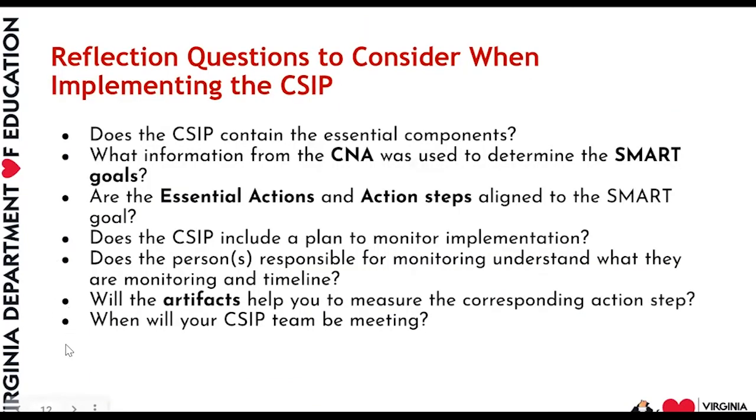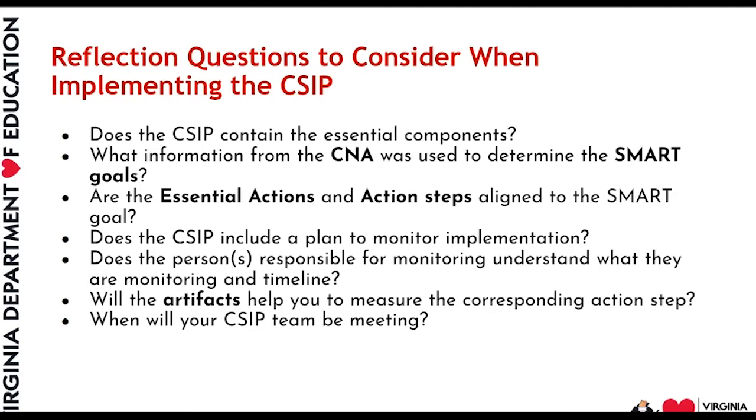So as you're thinking about implementing your CSIP, and again, some of you have already begun implementing, these are just some questions to constantly be considering, right? Does your CSIP have the essential components? Is there anything you need to go back and adjust? What information from the CNA led you to the SMART goals you have? What essential actions and action steps do you have, and are they aligned back to that SMART goal? Keeping your eye on the goal, what steps are you implementing to reach that goal?